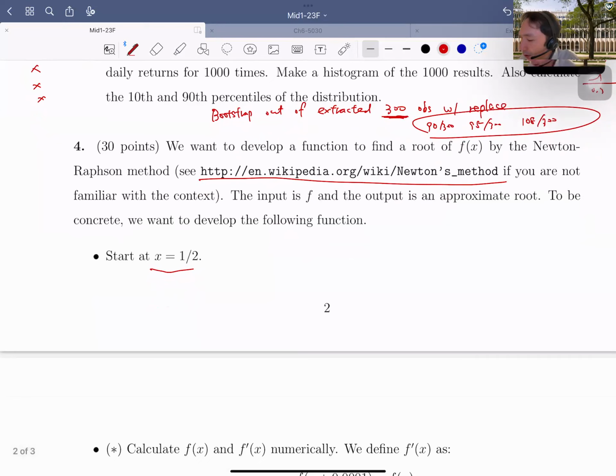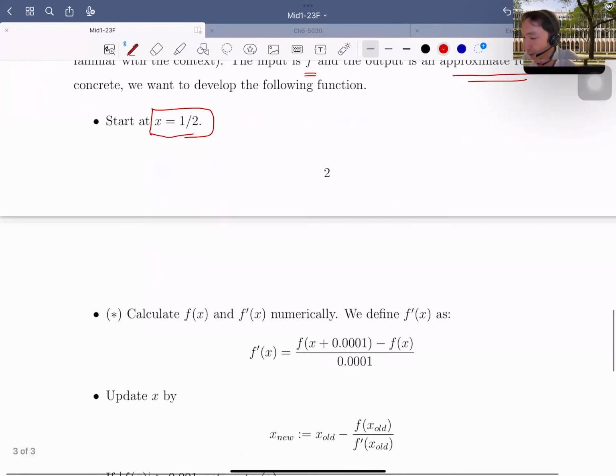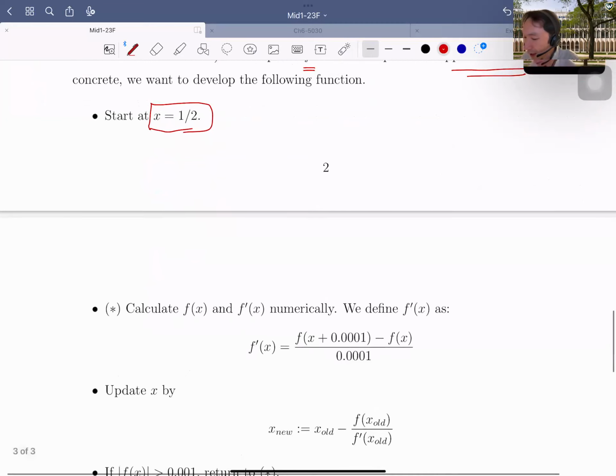And basically, we want to create a function to find a root of f. The input is just f, and the output is the approximate root. To be concrete, we want to develop the following function. The initial value is 1/2. So basically, we are looking for a root of f(x) around x equals 1/2.